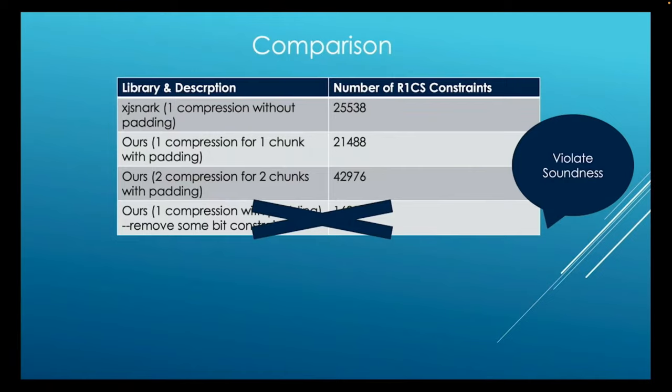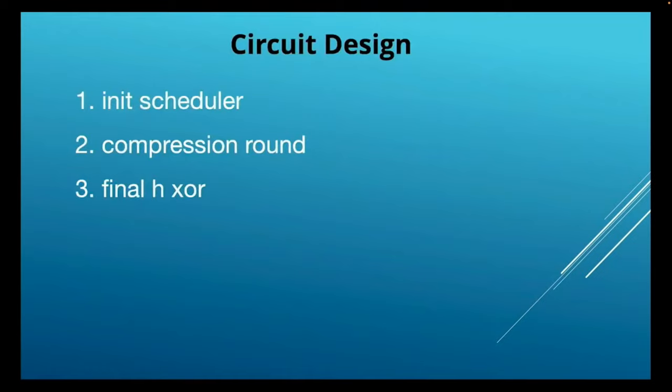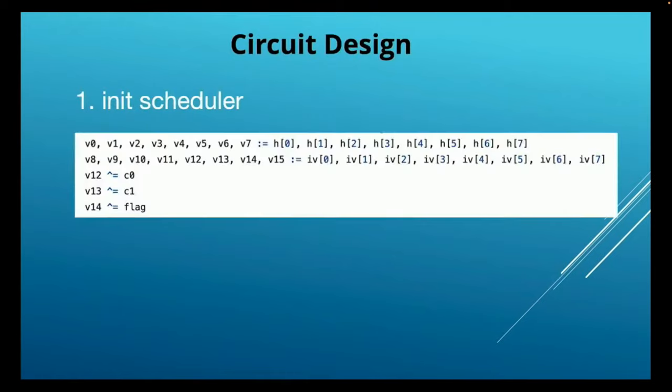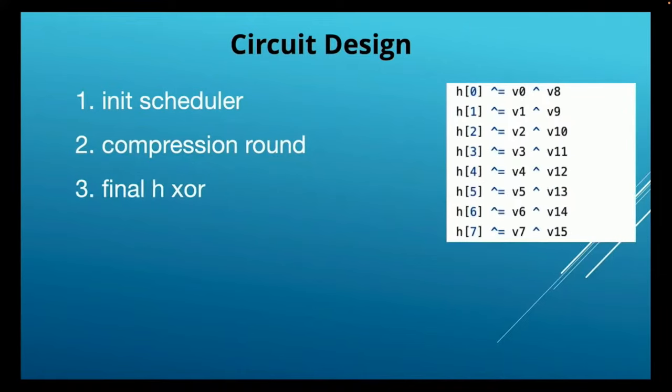Now moving on to the next category, the Blake2F hash function. So here is our circuit design. We have broken it into three parts. The first one, we have to initialize the scheduler. The second part is the compression round. We have four sub-rounds for each round. The last one is the final XOR.